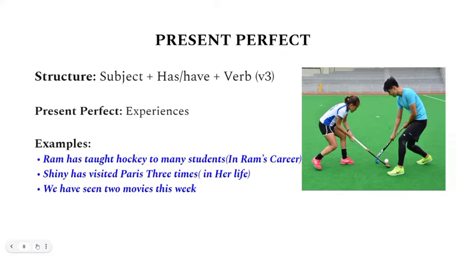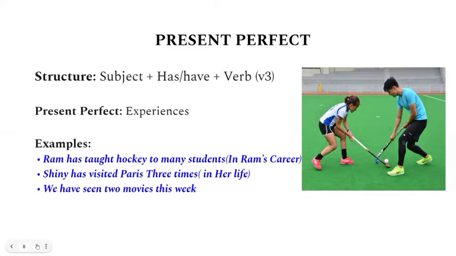In example number 1, it's about Ram's experience in his teaching career. Ram is still a teacher, so his career is not yet finished. It's still continuing. We can say Ram has taught hockey to many students in his career, but that's not necessary. It's understood. Similarly, Shiny has visited Paris 3 times in her life. So the time period here is Shiny's life, which is still continuing.